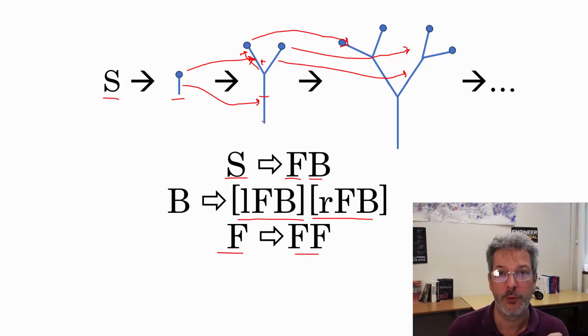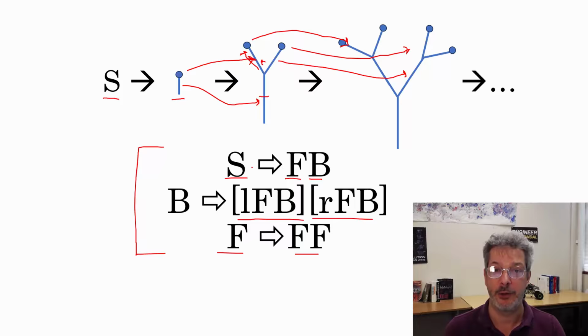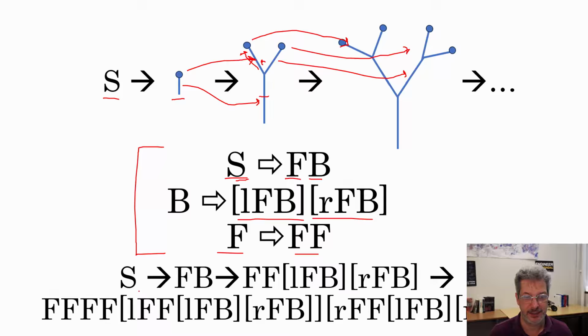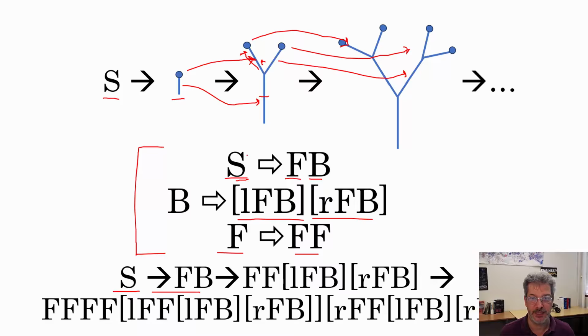So what we're doing is creating a grammar, or a series of rewrite rules, that tell us how to expand a string. We start with a very short string S and expand it like this. S becomes FB using this first rule. The F becomes 2 Fs using my third rule here. The B becomes a left branch and a right branch using this rule, right? So that gives us the left and the right parts.